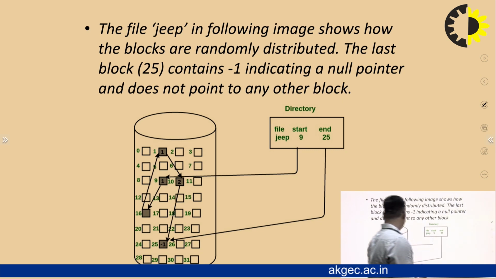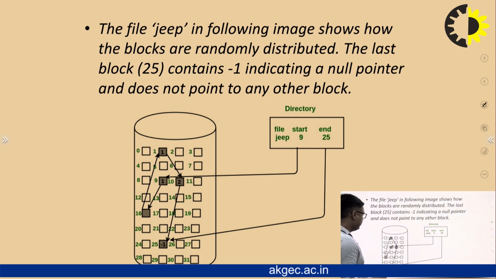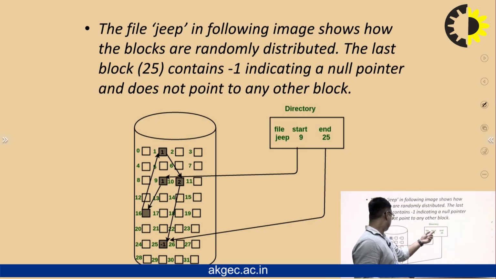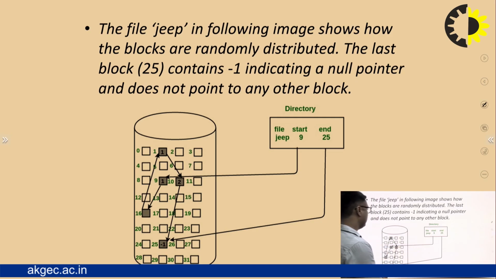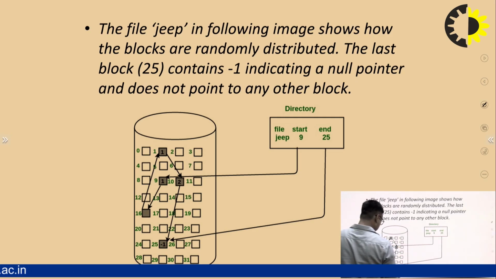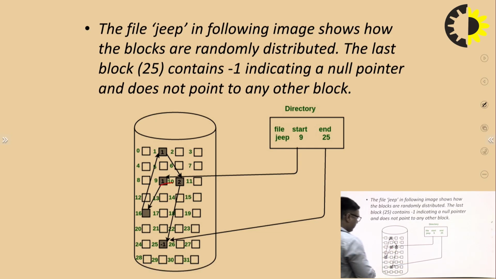See, suppose a zip file name, and its starting position is 9th position and ending is 25. It starts at the 9th position, ends at 25, and stores the data at different locations.